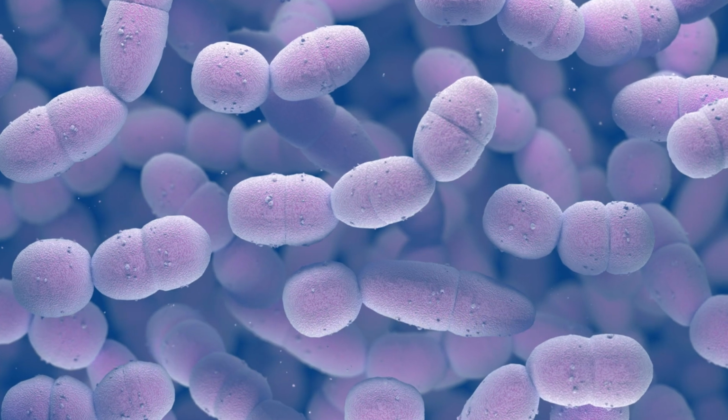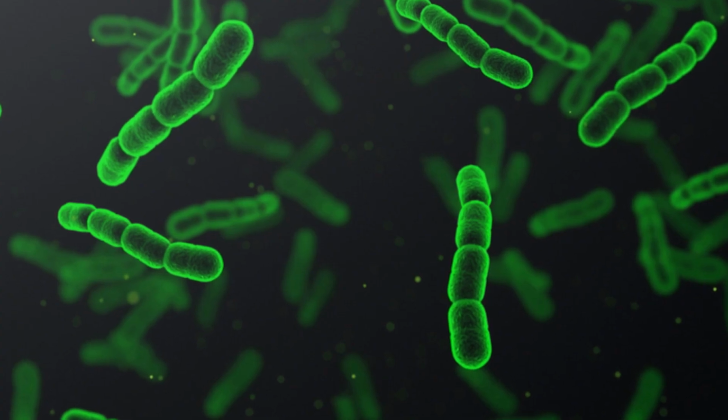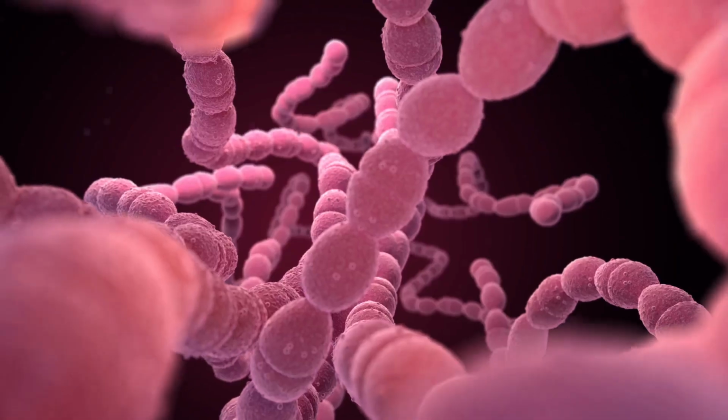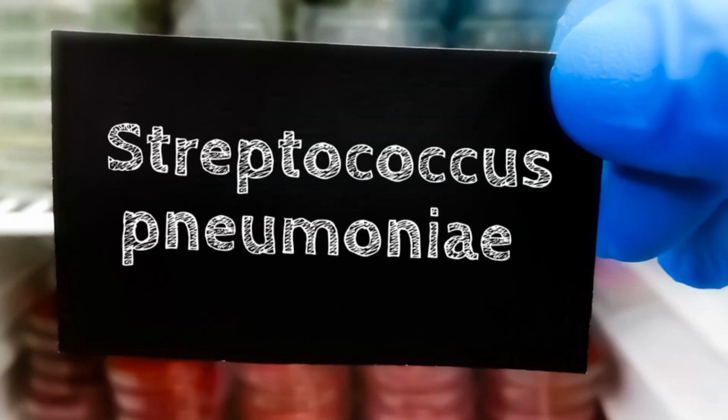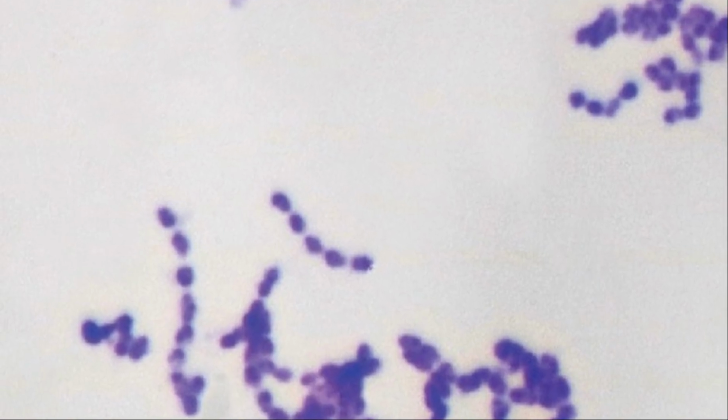Today we're diving into the world of another gram-positive coccus known to cause human illness, Streptococcus pneumoniae, also known as pneumococcus. Streptococcus pneumoniae is a gram-positive coccus that typically appears in pairs with distinctive lanceolate appearance when viewed under a microscope after gram staining. This characteristic pairing is a helpful clue in its identification.